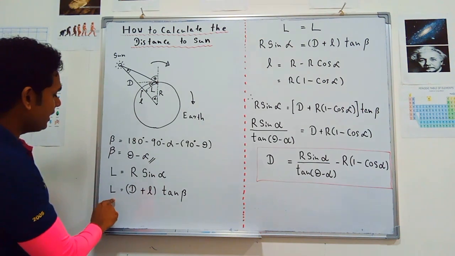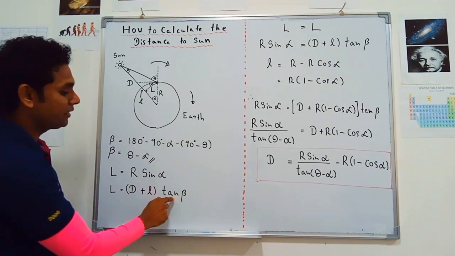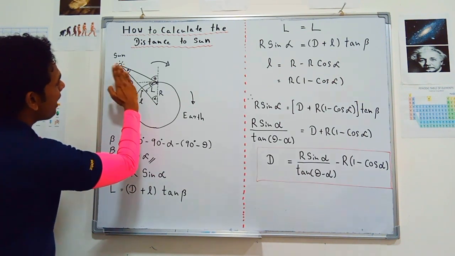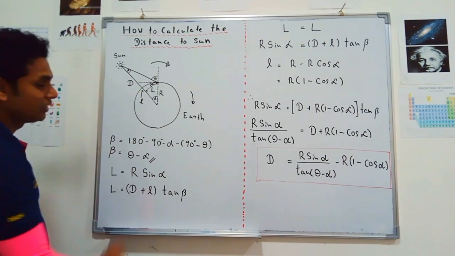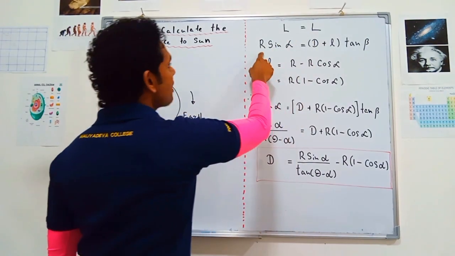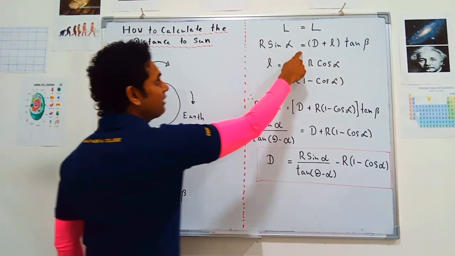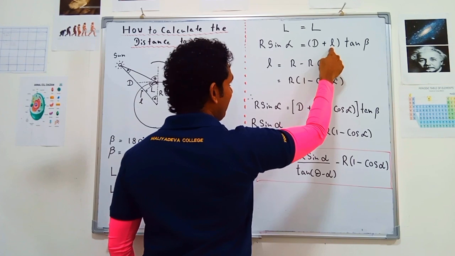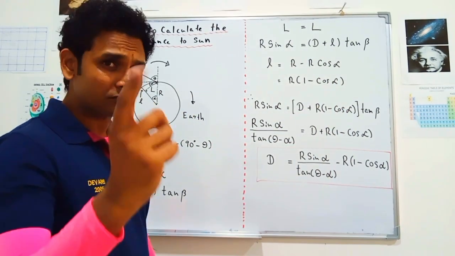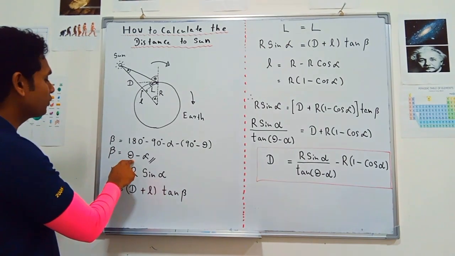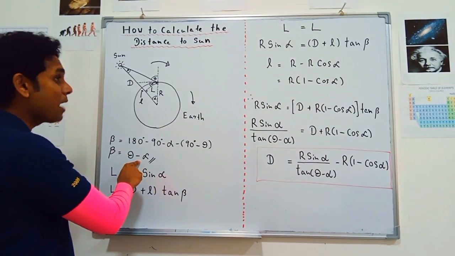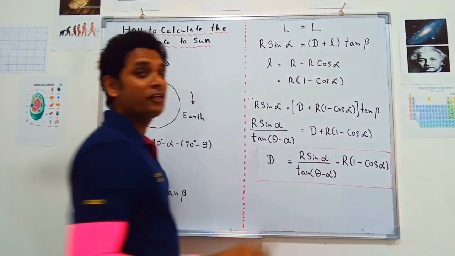L is again equal to (D plus L) tan beta. Now we can make L equals L. So R sin theta is equal to (D plus L) tan beta. Here we know that beta is equal to theta minus alpha, so we can apply this value instead of beta. We can do it later on.